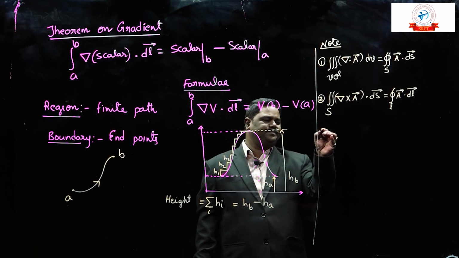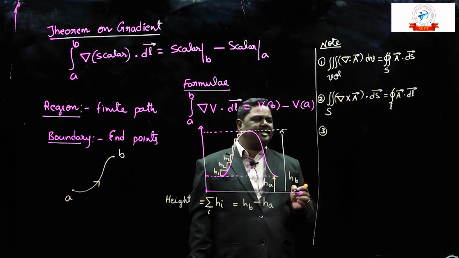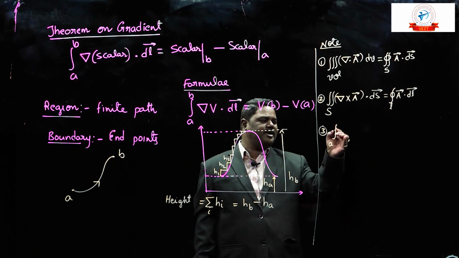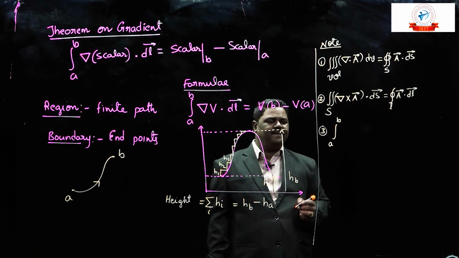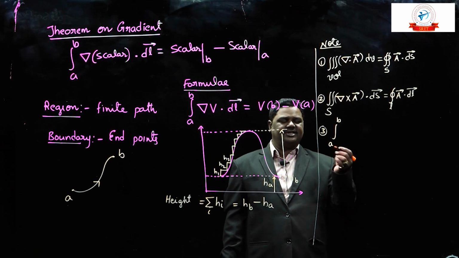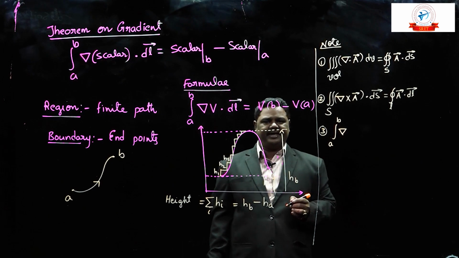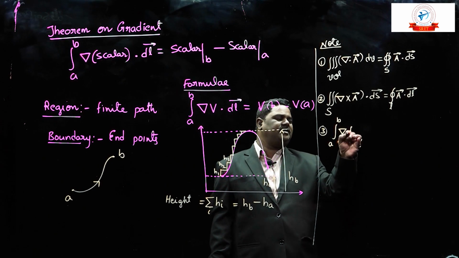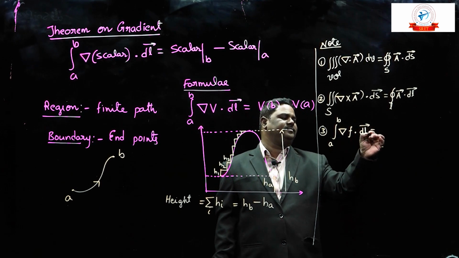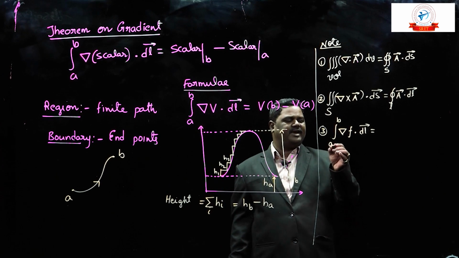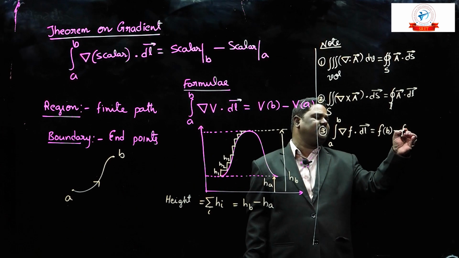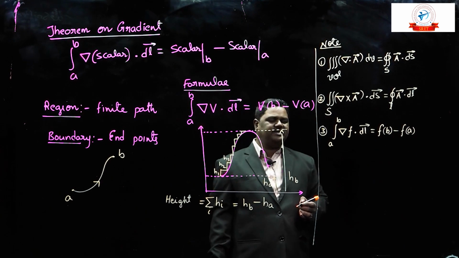Next, the third one, theorem on gradient. In the theorem on gradient, what is the region we consider? We consider a finite path. Finite path means we should have a starting point and also an ending point. And what is the differentiation we use here? Gradient. The theorem name itself says that it is a theorem on gradient. And gradient is applicable only on scalar functions like f. Gradient of f dot dl bar is equal to, what are the boundaries for any finite path? End points. So f at end point minus f at starting point, f of b minus f of a.